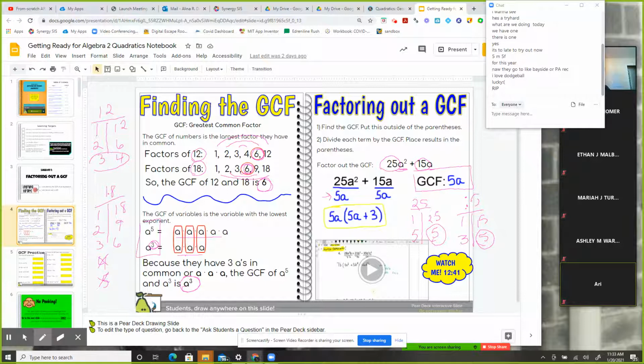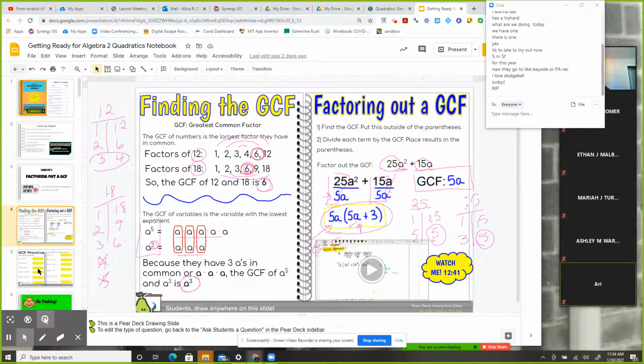So when I divide, 25 divided by 5 is 5. And a squared divided by a is going to give me 1a. 15 divided by 5 is 3, and a to the first power divided by a to the first power, they cancel out, and I'm left with just a 3. So this is going to be my answer. This part is the greatest common factor, and then what's left over inside the parentheses is what remains after I do the division. Okay. Questions on that? I know that was kind of quick. We're going to do some practice now if you're ready for it.